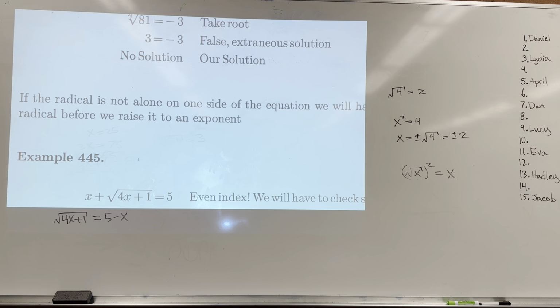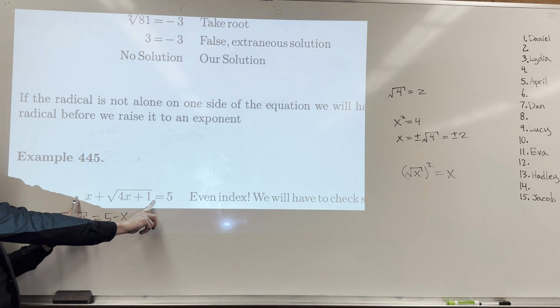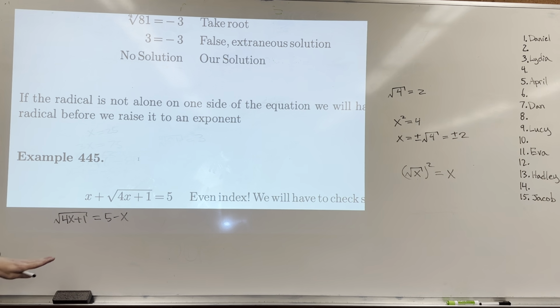Thank you. All right, so now that we got the radical by itself, now we square both sides. That way we'll get rid of the radical. If you just tried squaring both sides of this, you would have ended up with a bunch of radicals still. It would have just made a big mess. We do this first, now we square both sides, and it's actually going to clean up.